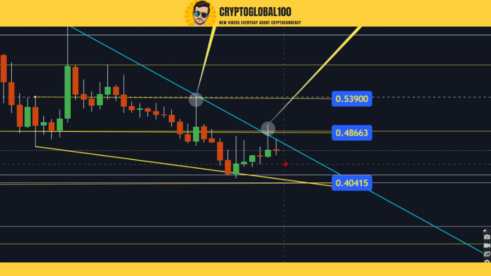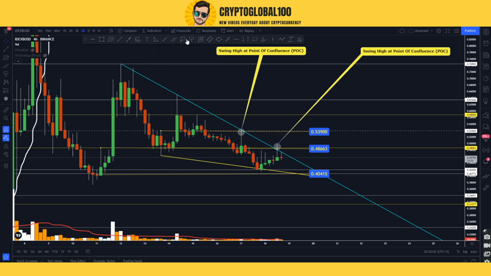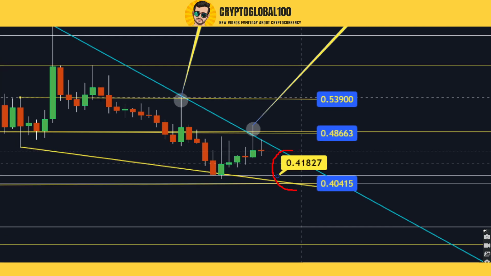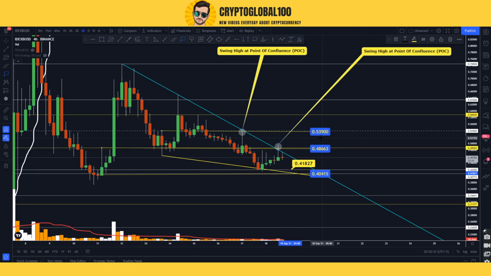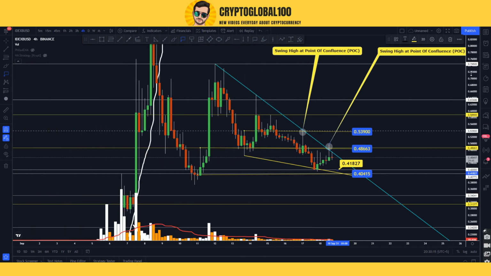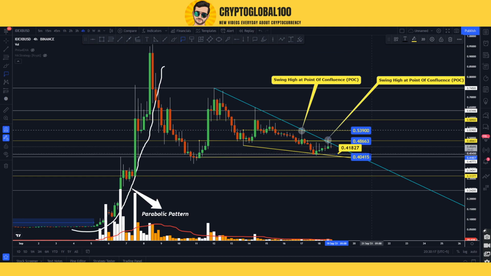So right now I think the price is going to retest here again at 0.04, and the next one would be somewhere around here, 0.41. So the support area is 0.41 and 0.40, and the resistance would be this one. So we might see a breakout afterwards, and we have to wait.